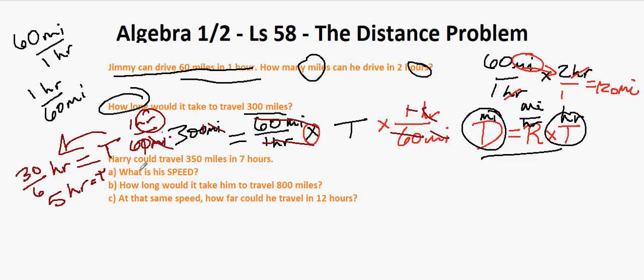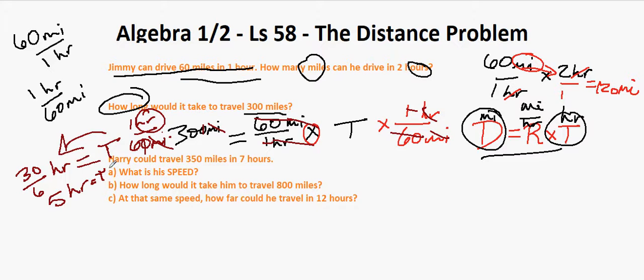So now you can solve those very real-world problems for car trips. Are we there yet? Well, ask them how long have we been averaging, or how fast have we been averaging for our rate, and how long are we going, and then I'll know. And how far have I gone already, I suppose. Harry could travel 350 miles in 7 hours. All right. Our rate's not so simple anymore. It's not just 1 in the denominator.